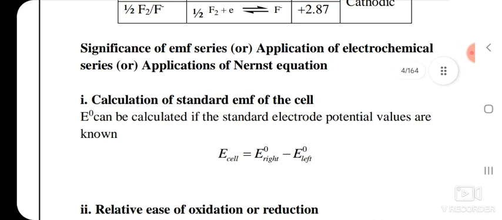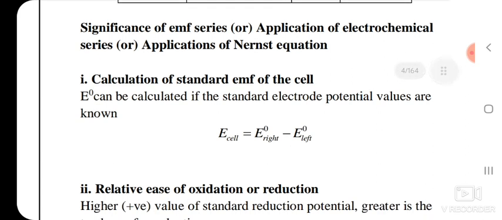Significance of EMF series, or application of electrochemical series, or applications of Nernst equation. Calculation of standard EMF of the cell. E naught can be calculated if the standard electrode potential values are known. E cell equals E naught right minus E naught left.